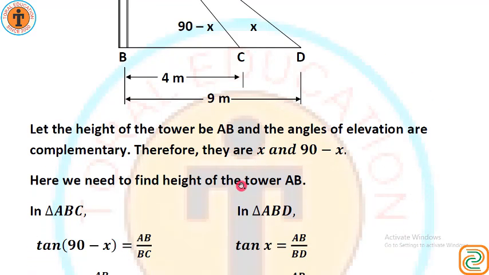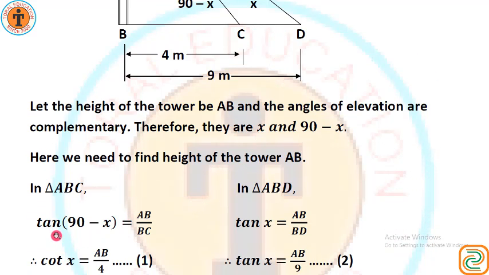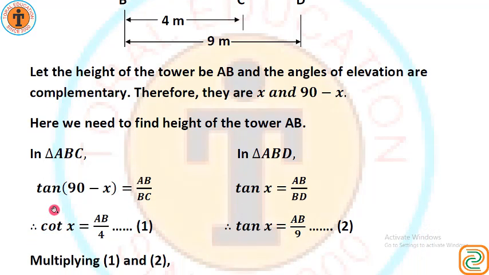Right? In triangle ABC, tan of 90 minus x equals AB upon BC. Tan of 90 minus x, we have the formula, is cot x. Cot x equals AB upon 4. If we take 90 minus x, then it will be cot x. And in triangle ABD, tan x equals AB upon BD. So tan x equals AB upon 9, because BD is 9. And here BC is 4.